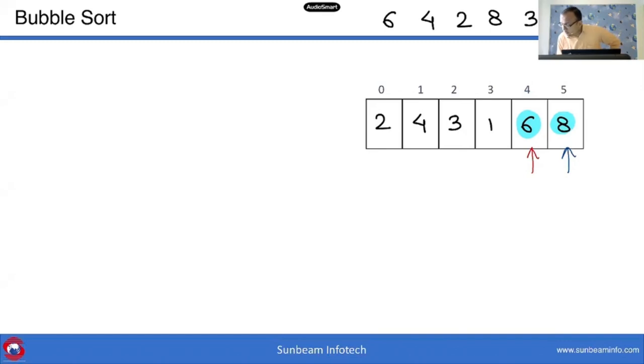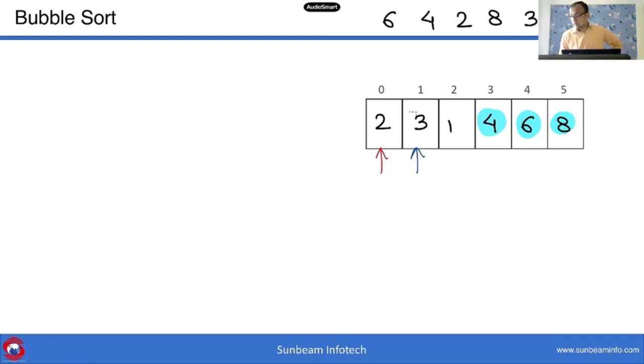You continue further, you start with this. What is next? 2 and 4, no swapping is needed. But now you find that 4 is greater than 3, yes, swapping required. You continue further. 4 and 1, 4 is greater than 1, so again swapping is required. 4 and 6, no swapping needed. 6 and 8, no swapping needed. Again, the element reaches its appropriate highest position.